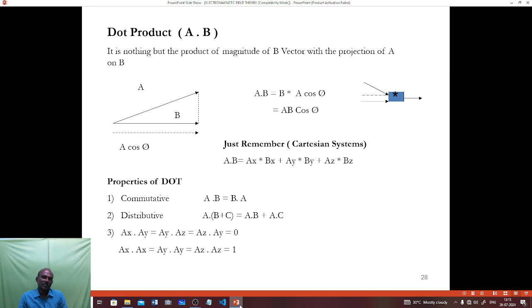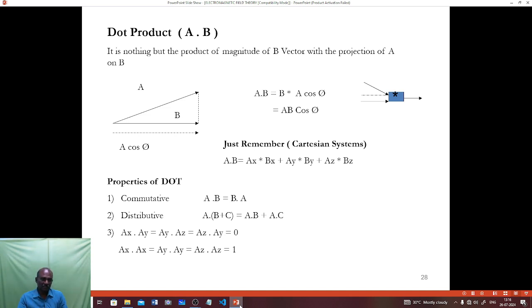Mathematically, how do we calculate the dot product between two vectors? A dot B is the modulus of A multiplied by the modulus of B, multiplied by the cosine of the angle between the two vectors. They obey the commutative law, A dot B equals B dot A, as well as the distributive law, A dot (B plus C) equals A dot B plus A dot C.